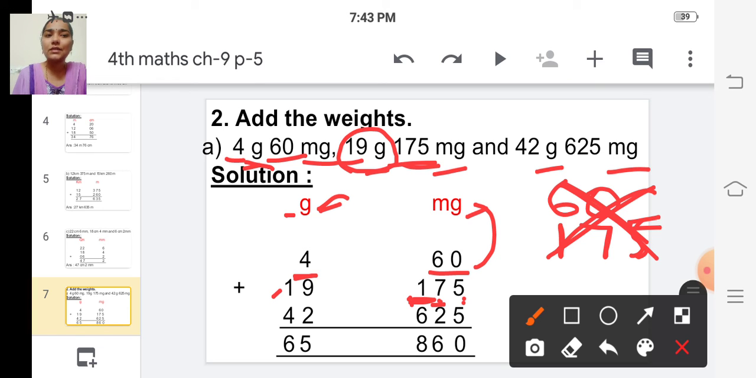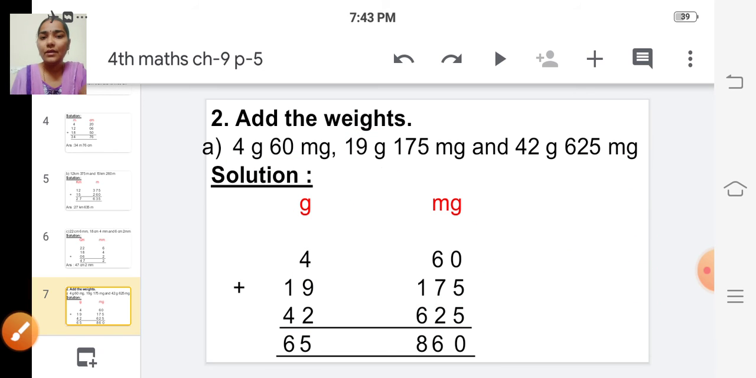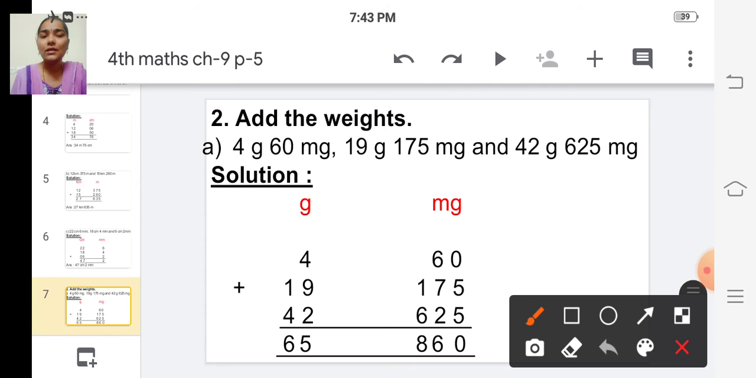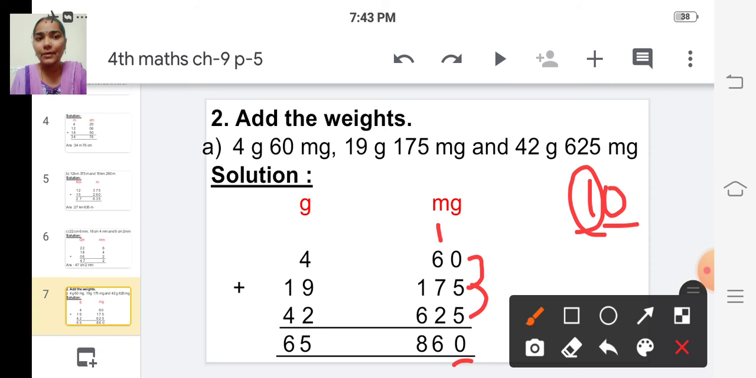And the third weight is 42 gram. So write 42 here and 625 milligram. Now we are going to add these three weights. Okay. So similarly from the right hand side. Okay. So 0 plus 5 is 5 and 5 plus 5 is 10. So 10 is a 2-digit number. So you have to write the 0 in the answer and carry over this 1 to the next place.